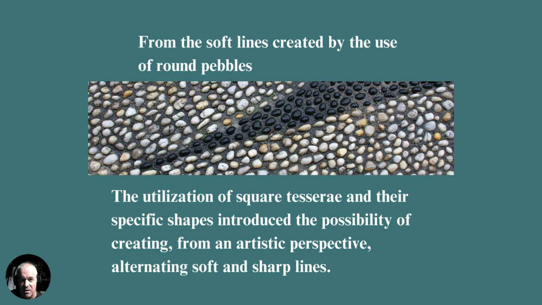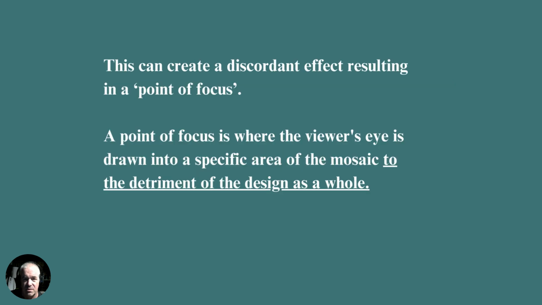So from the soft lines created by the use of round pebbles, the utilization of square tesserae and their specific shapes introduce the possibility of creating, from an artistic perspective, alternating soft and sharp lines. These soft and sharp lines can create a discordant effect resulting in what we term a point of focus. A point of focus is where the viewer's eye is drawn into a specific area in the mosaic to the detriment of the design as a whole.